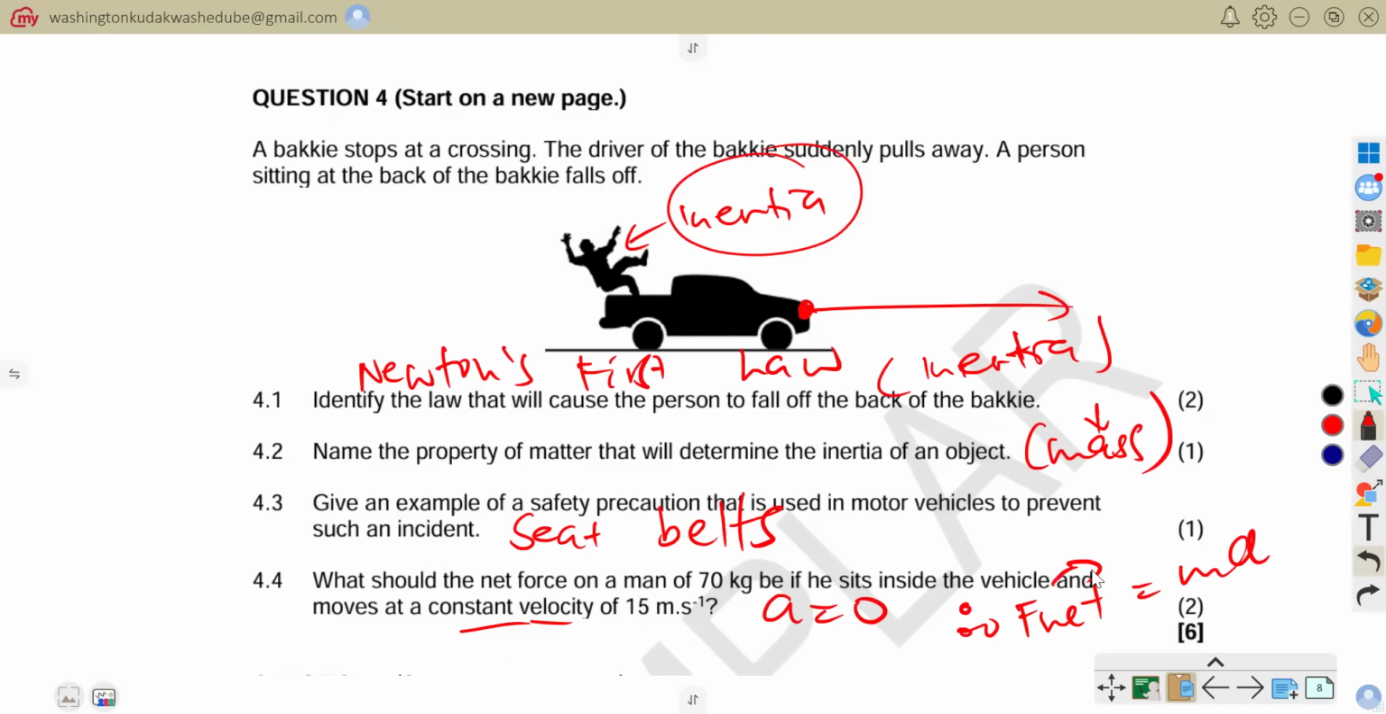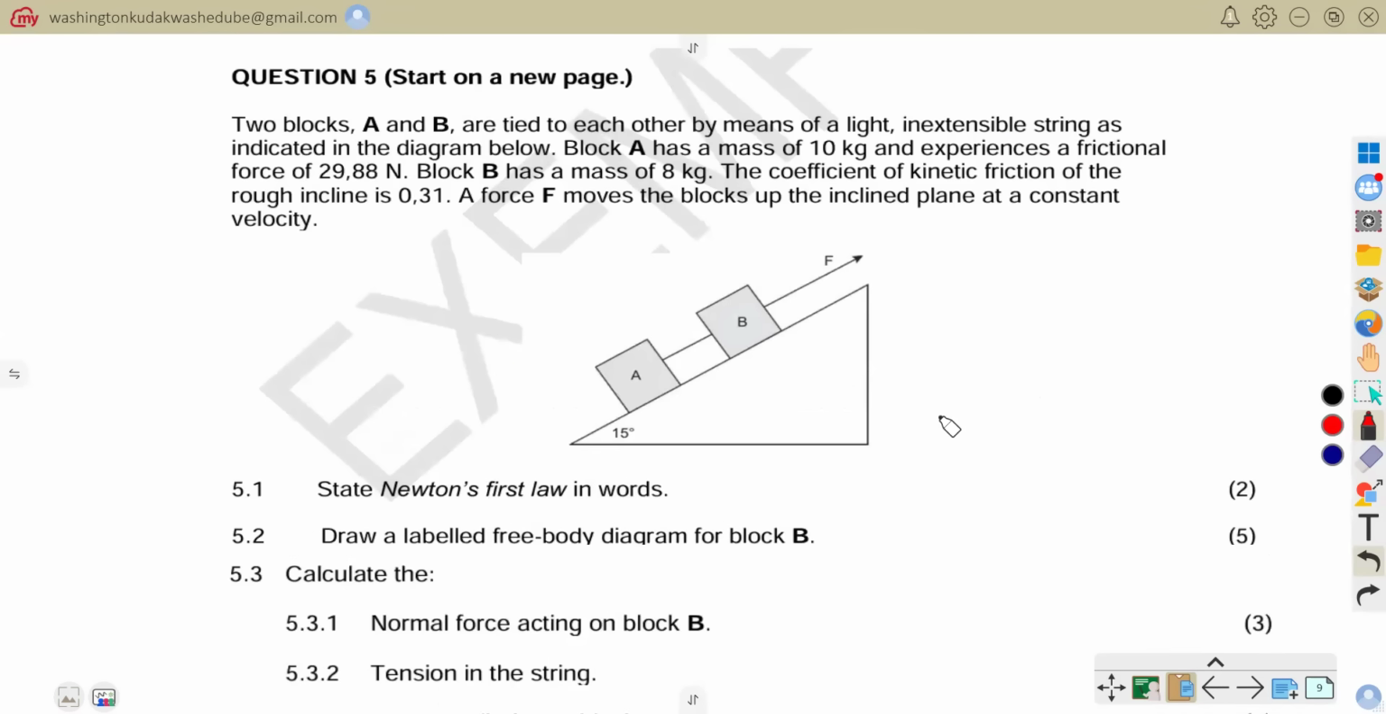Question number 5. Now you might actually see that question number 5 is coming from 5.1 up until 5.7. So question number 5 is saying two blocks A and B are tied to each other by means of a light inextensible string as indicated in the diagram below. Block A has a mass of 10 kg and experiences a frictional force of 29.88 newtons. Block B has a mass of 8 kg. The coefficient of kinetic friction of the rough incline is 0.31. A force F moves the block up the inclined plane at a constant velocity. State Newton's first law in words.